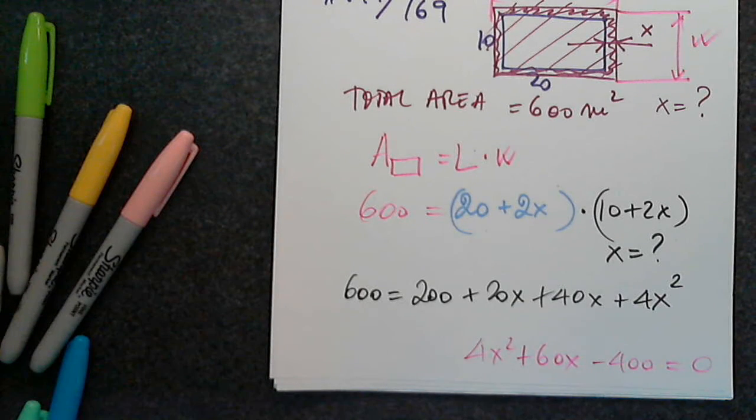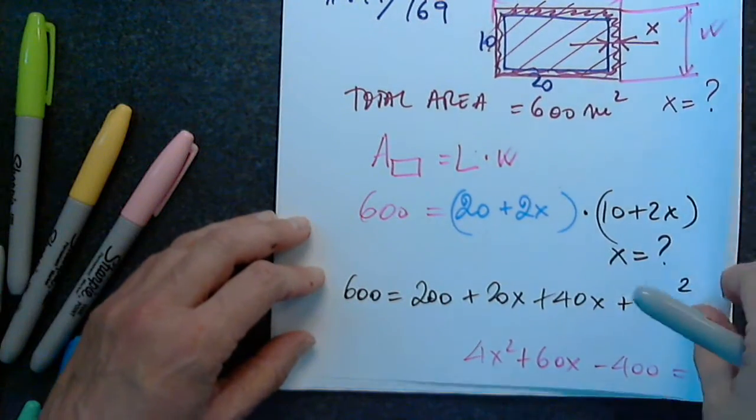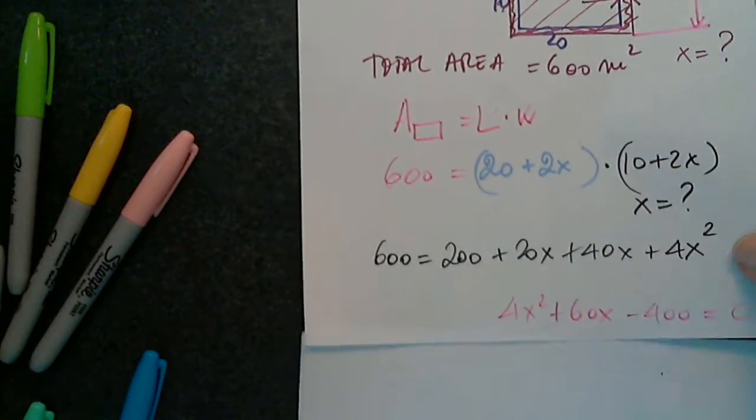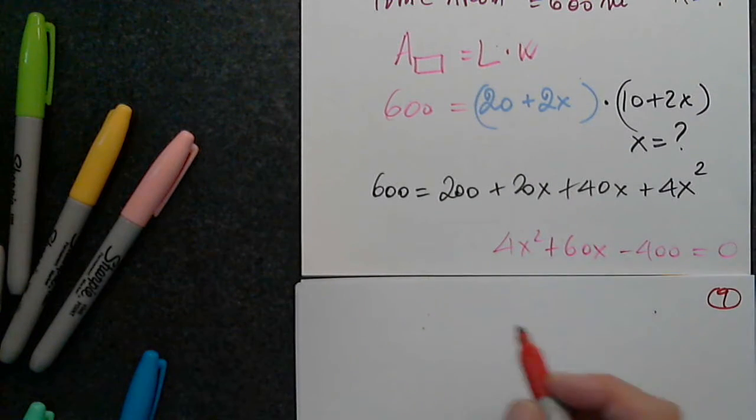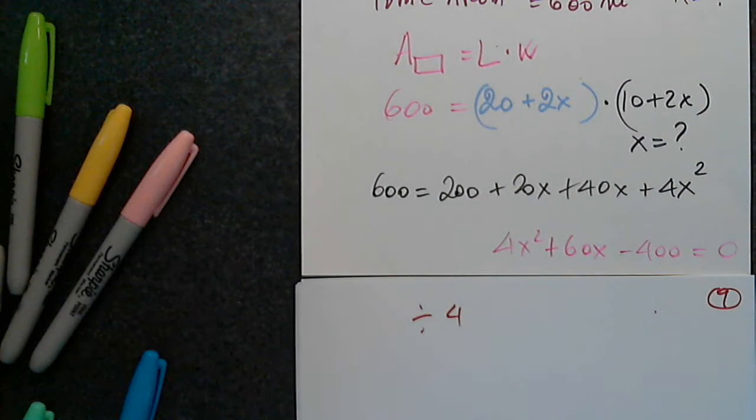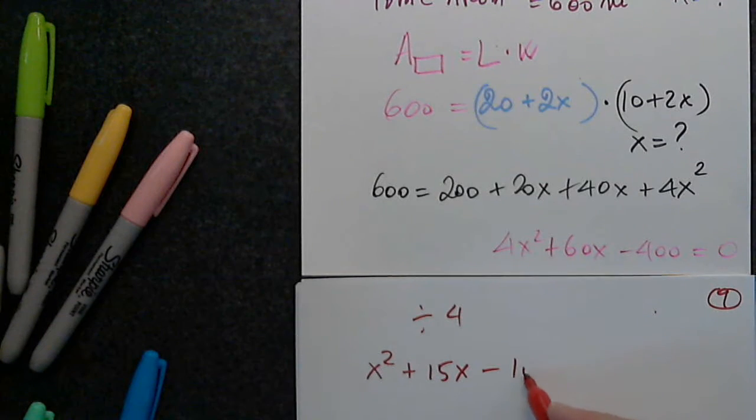Okay, it's in descending order, it's nice, but I can simplify it. I will always do that. So how do I simplify it? We will have to divide everything by 4. Awesome. Thank you. So this is x squared plus 15x minus 100 equals 0.